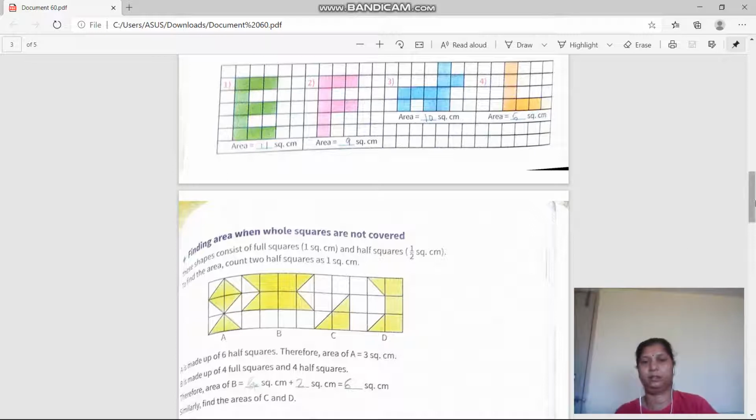Next, you have to write the area below it. Everyone understand this? Fine.